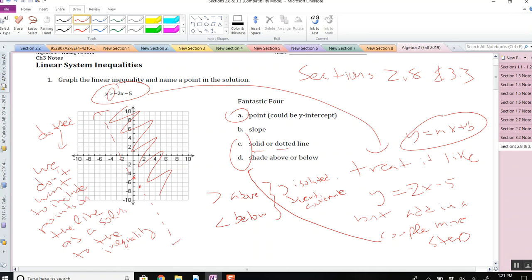But again, if it's greater, you go above, less than you go below. And the reason why you go above is because y is a vertical coordinate. And of course, if y is more than something else, then you want all the y values to be bigger. Plus, if you test 0, 0, 0, 0 would satisfy the inequality. If it didn't, then of course you go the other direction. But really, again, y is a vertical coordinate, and because it's greater, you want y values to be more than that.